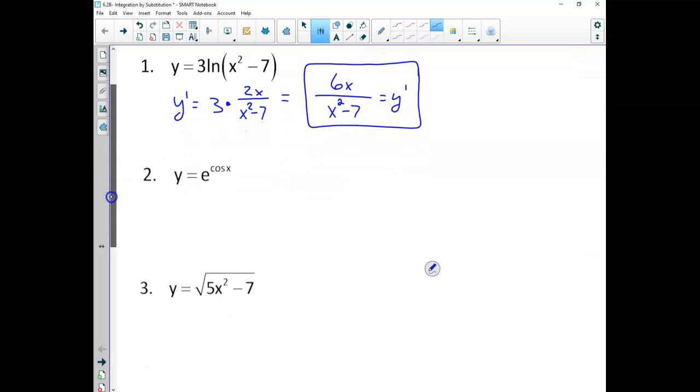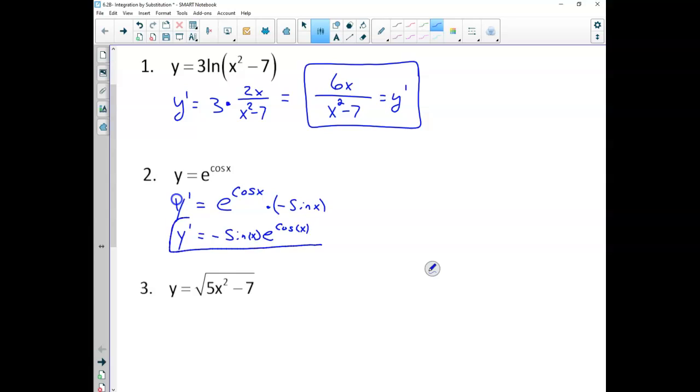Number two is an exponential equation. What's the derivative of e to the x? It is e to the x, so y prime equals e to the something times the derivative of the something. Well, what's the derivative of cosine? Yeah, that's right, it's negative sine x. And then you have to be careful. You want to give that negative sign a hug, so when you reorganize this, you say negative sine x times e to the cosine x, so your negative sign doesn't end up being a subtraction sign.